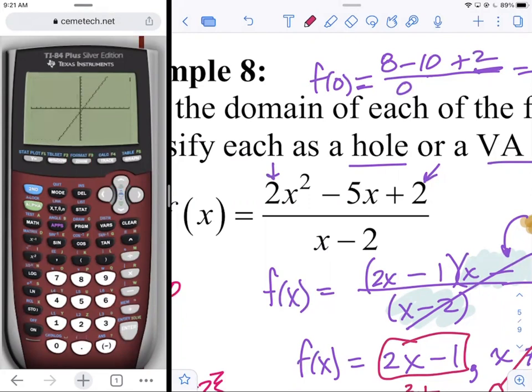Hey, do y'all see the hole at 2? No, I don't either. But watch, if we hit the trace button and we type in a 2, look what it says the Y value is. It's blank, right? But if you click to the left and right, now that you're in trace mode, a value appears on either side, but not at 2.